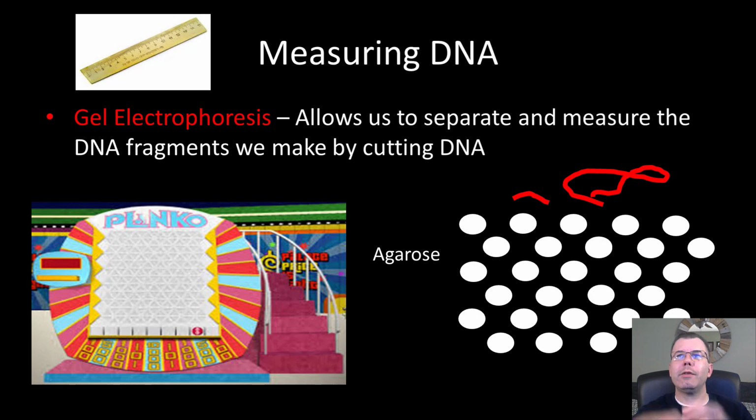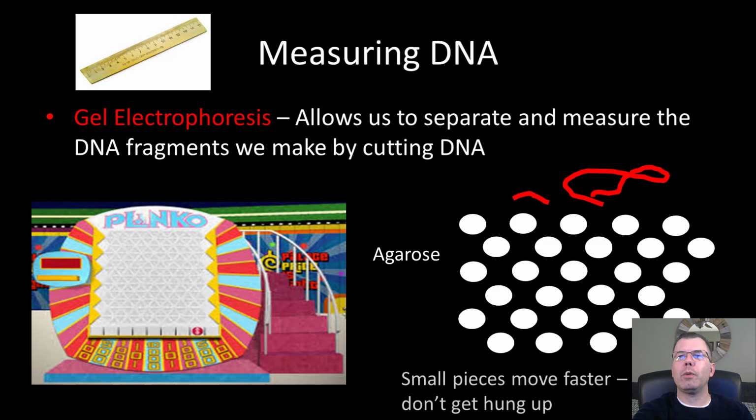The idea is that you have your DNA at the top, and then you run it down through the little pegs, and like I said, the small pieces get through much quicker, where the larger pieces get hung up. So what it does is it allows us to separate DNA based on size, and that's going to be the key when we look at these things.